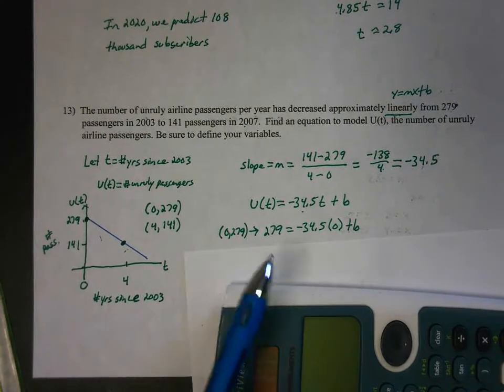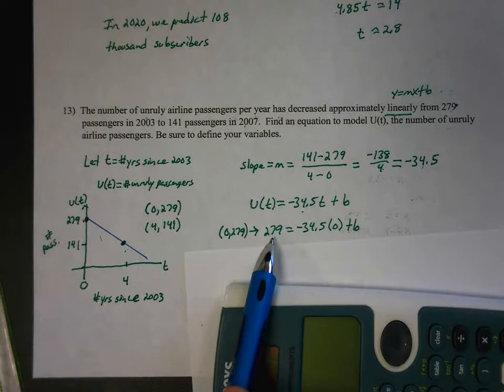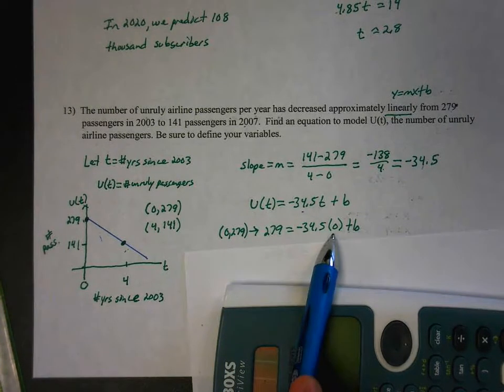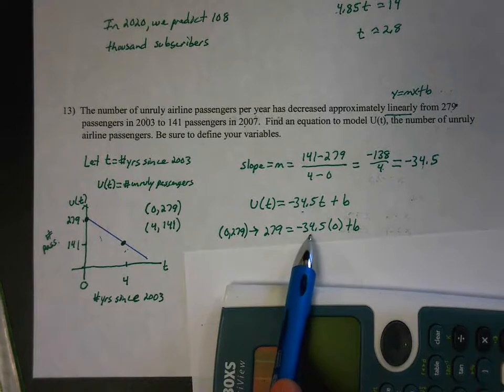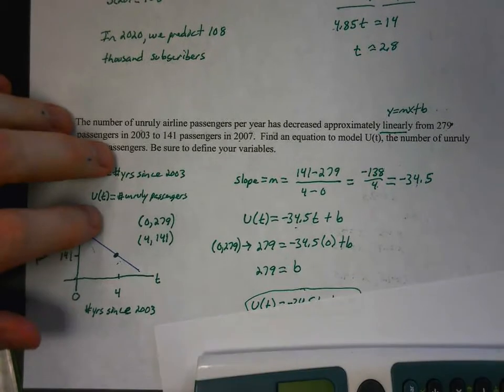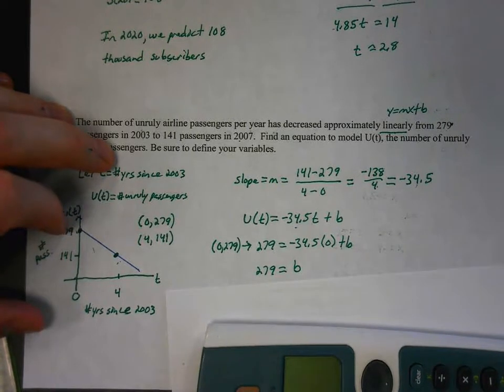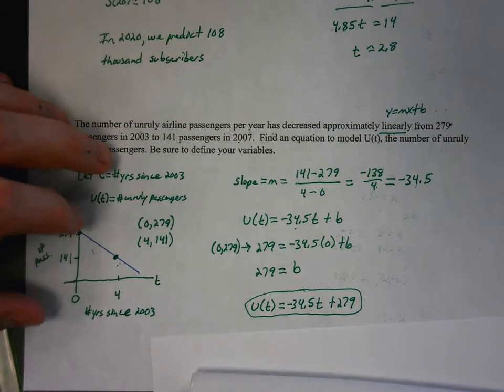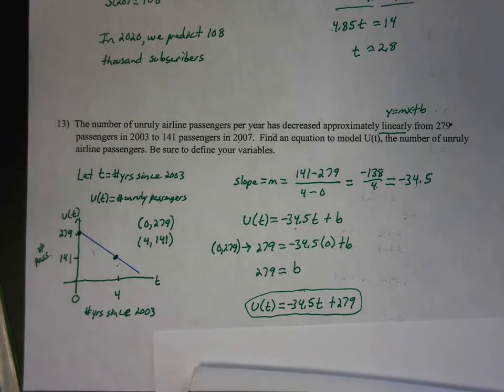So the y value, u of t, equals 279. The t, or x, value is 0. And notice what happens. Negative 34.5 times 0 is 0. So b is 279, which means your equation is u of t equals negative 34.5 times t plus 279. So that's how you write the equation using function notation.